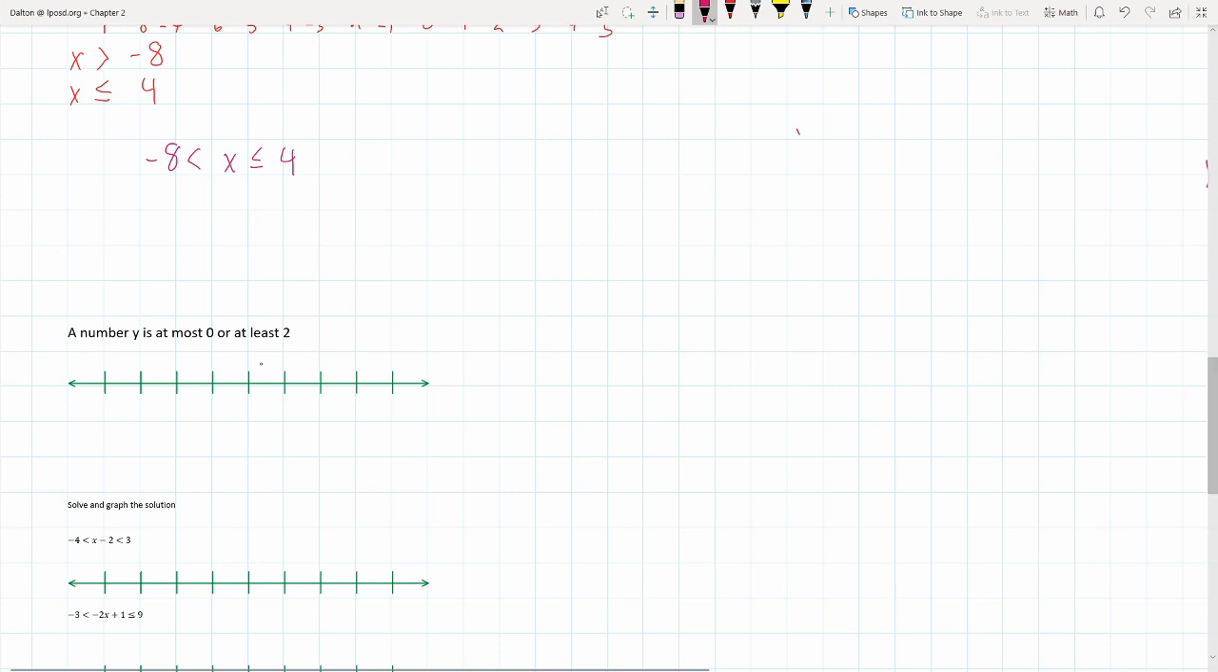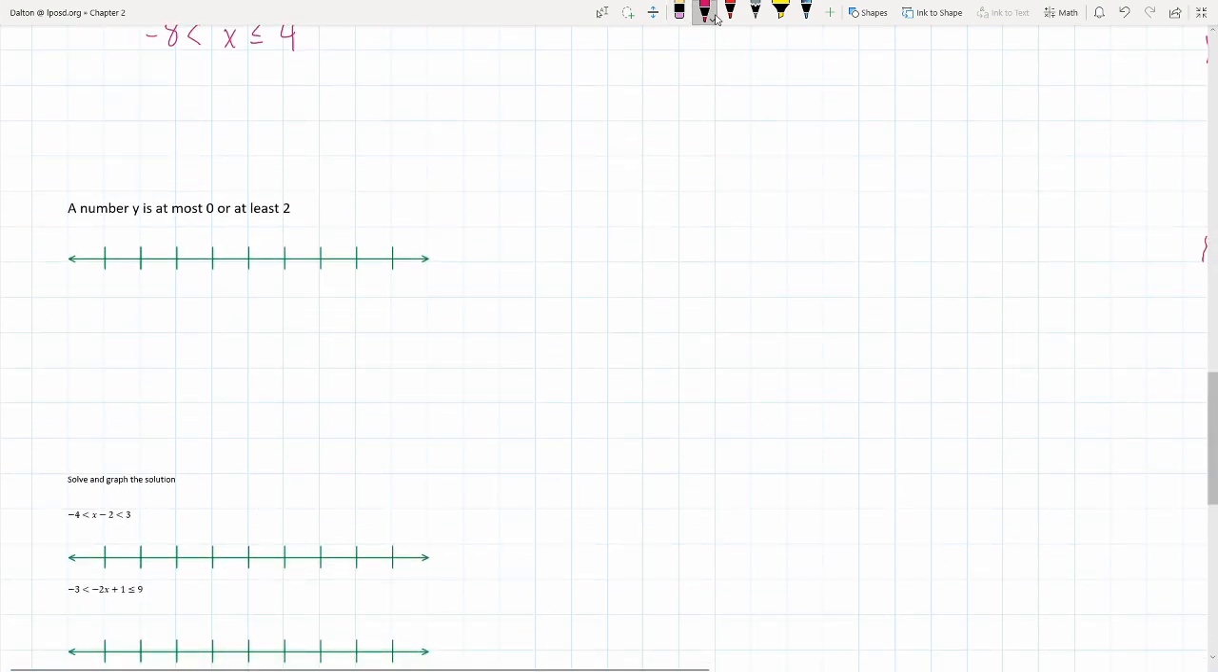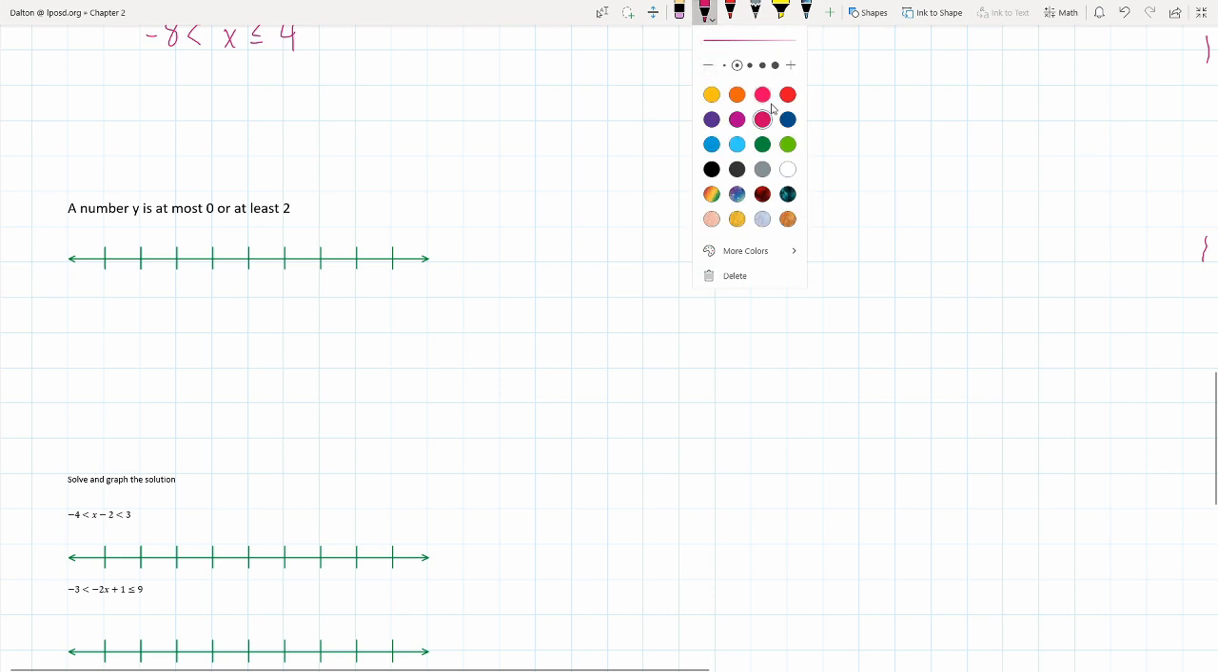A number y is at most 0 or at least 2. And there's some of the phrasing right there. At most, it's 0, or it's at least 2. And so, again, we're going to write this in two separate equations. So I'm going to say, okay, I got y and I got y. This or right here tells me I'm going to have two things. So number y is at most 0.